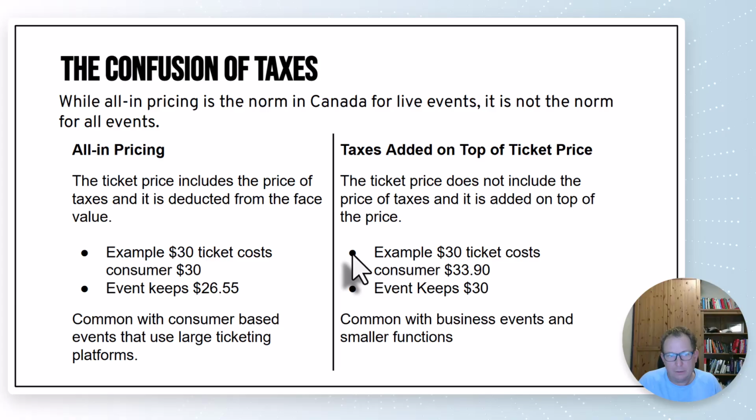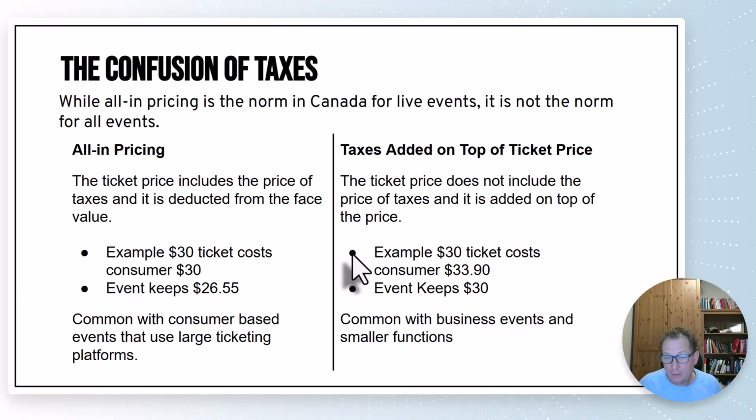All the costs need to be included. So we have this all-in rule for those types of things. And it's really common for all consumer-based ticketing events. So when you buy tickets to theaters and shows and concerts and things like that, it's included. And it's very common on platforms like Ticketmaster. Now, it's common, but it's not the rule. Very commonly taxes are added on top.